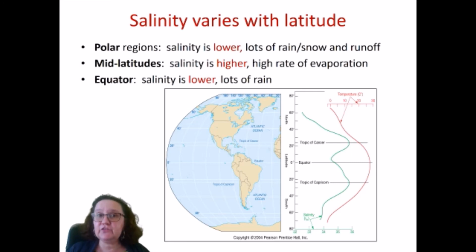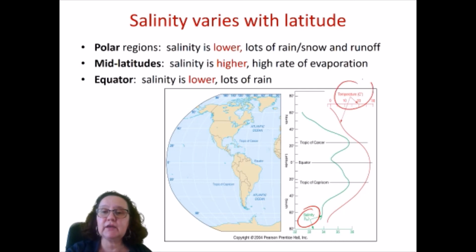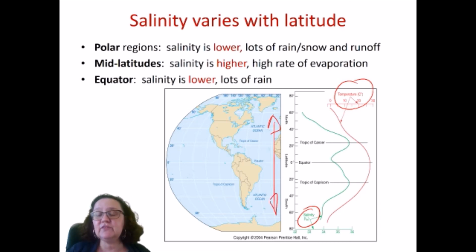Salinity varies with latitude, and that is because it's related to gaining water, through rainfall, and losing water, through evaporation. In this graph, in green you have salinity in parts per thousand, and in red a curve of temperatures, and on the y-axis you have latitude. Salinity is low in the polar regions, and that is because there is a lot of rain and snow.